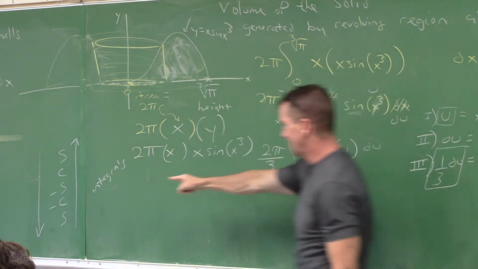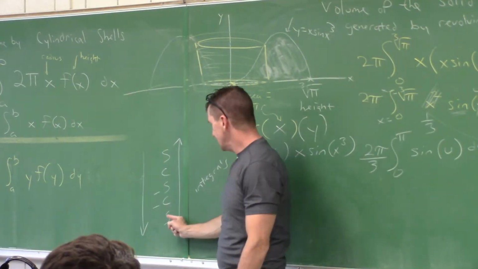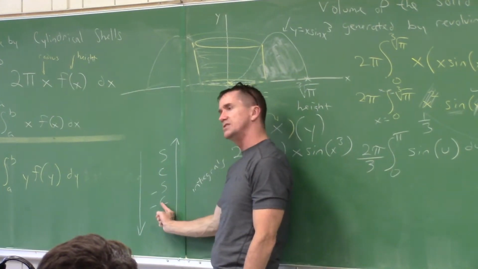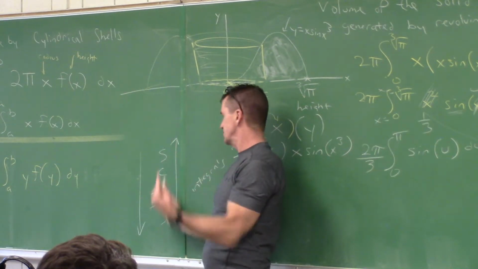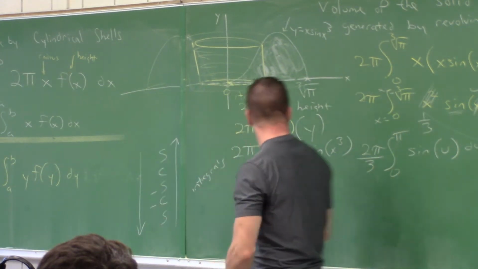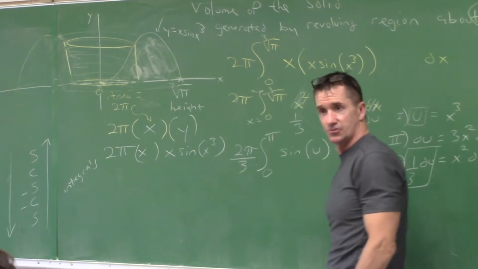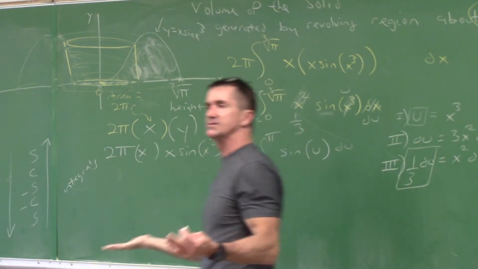Negative cosine. Do you agree with that? What's the integral of sine? It turns into a negative cosine. So the integral of sine is negative cosine, if that helps.